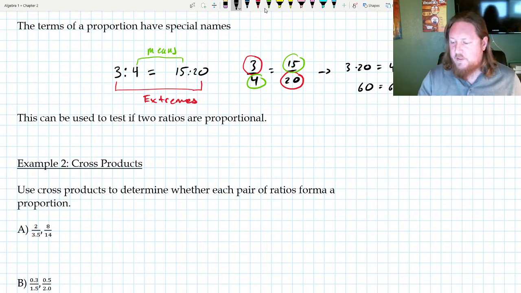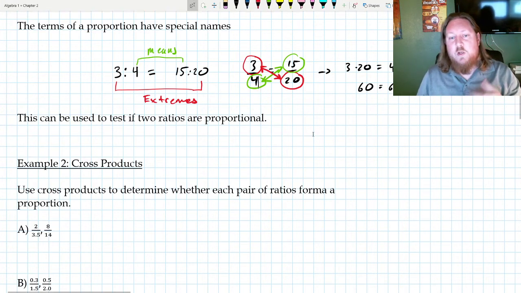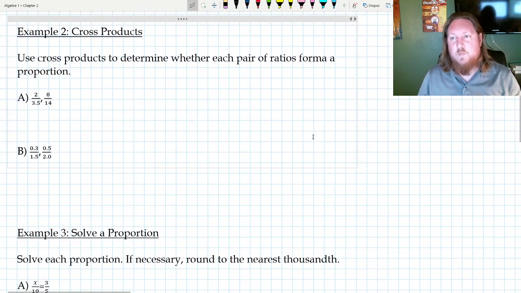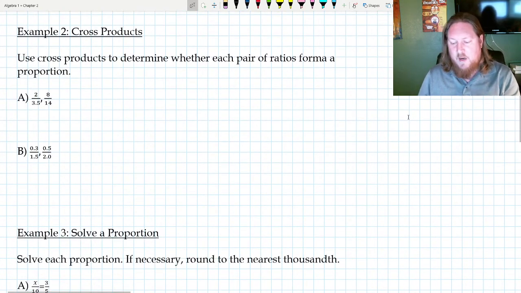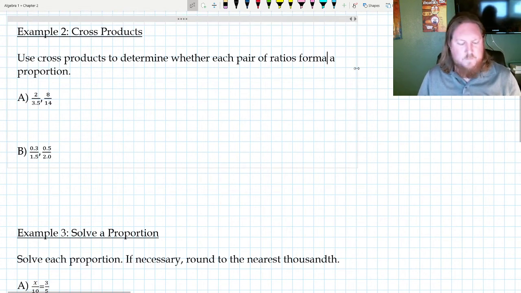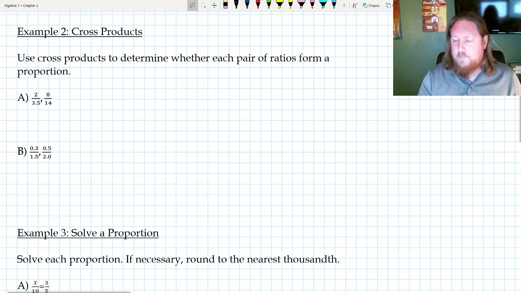This process here is called the cross product, because you can see you're multiplying across the equal sign and across the fraction. So, in example 2, we're going to use cross products to determine whether each of these pairs of ratios forms a proportion. All right.